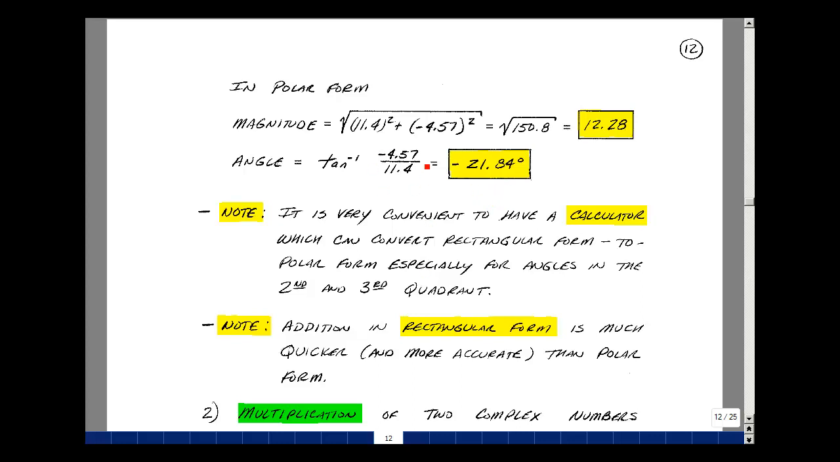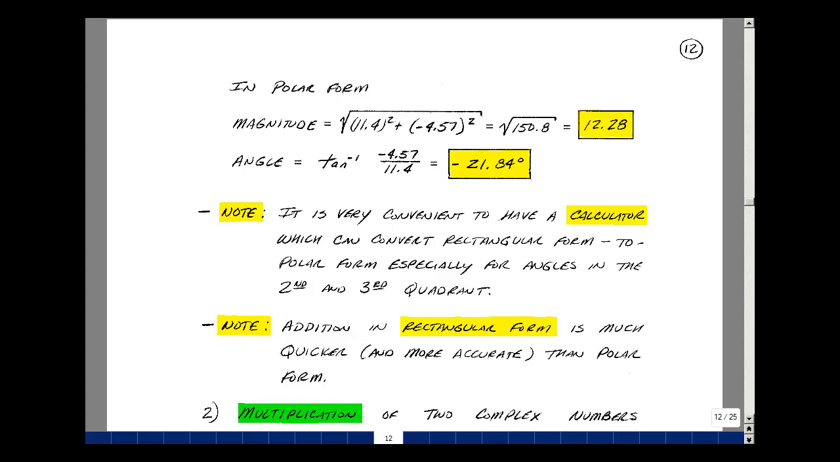The problem with this last one is that the arctangent of minus 4.57 over 11.4 is not the same as a plus 4.57 over a minus 11.4. This puts you in the fourth quadrant. If you put the minus sign over here, you'd have a real part that's negative and the imaginary part is positive. That would put you in the second quadrant. Be very careful when you take the arctangent. Now, one way to avoid this is to get a calculator that can actually do the conversion for you. You enter two things, in this case the real part and the imaginary part, and then you hit two buttons and you get the magnitude and angle out. These are called scientific calculators.